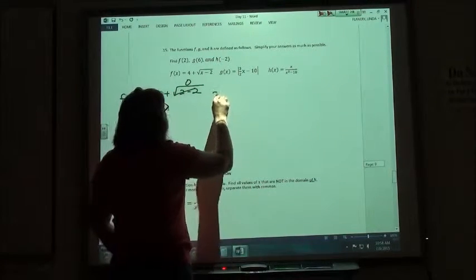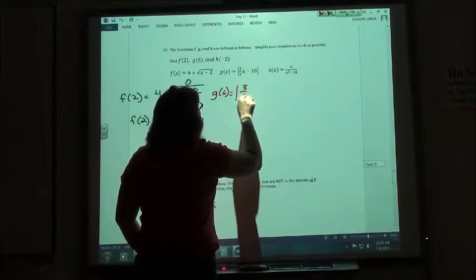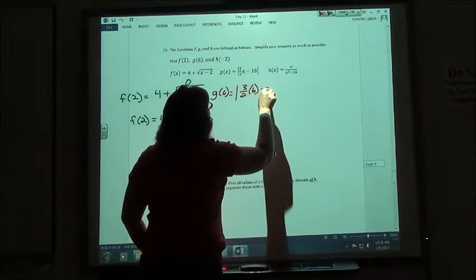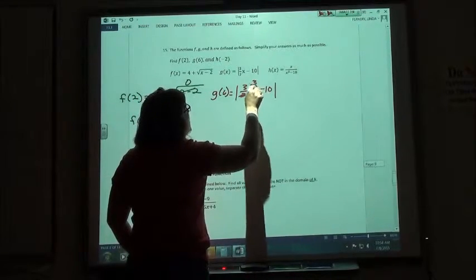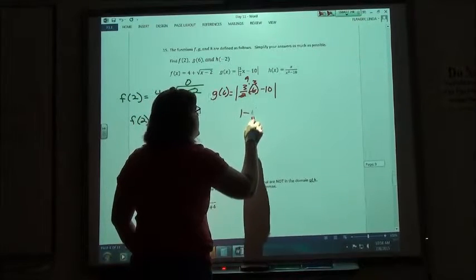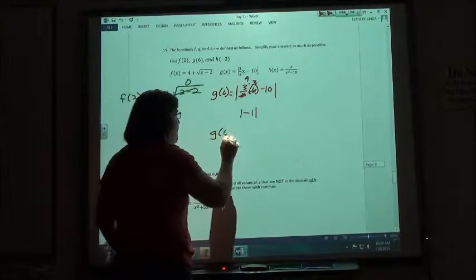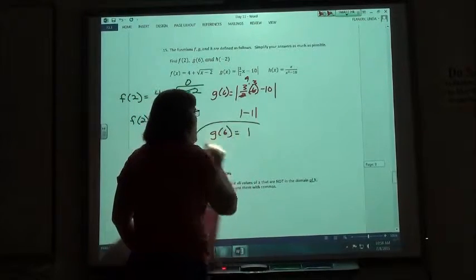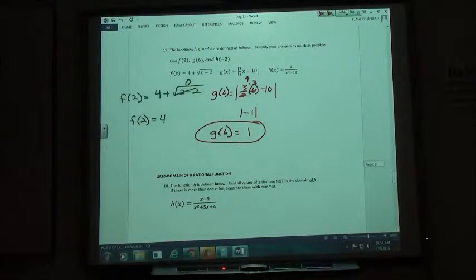G of 6. G of 6 means I'm going to do the absolute value of 3/2 times 6 minus 10. 2 goes into 6 3 times. 3 times 3 is 9. 9 minus 10 is negative 1. The absolute value of negative 1 is positive 1. So g of 6 is going to equal 1.